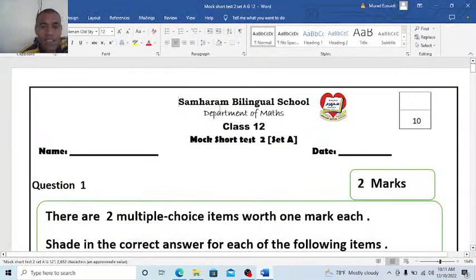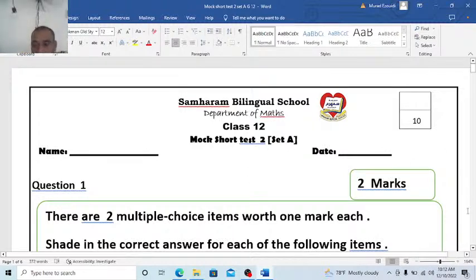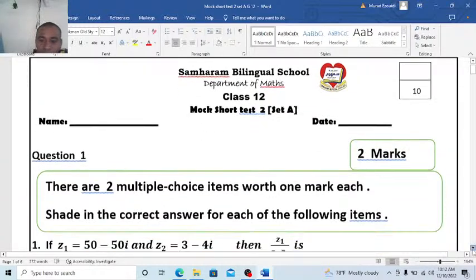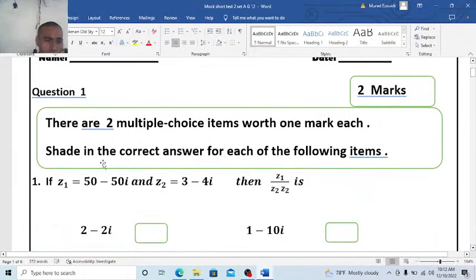So here you can see that Summer Bilingual School SBS, Department of Math, Class 12, mock short test 2 set A. I will just now start the revision for my learners grade 12. There are in fact two multiple choice items worth one mark each, shading the correct answer for each of the following items.